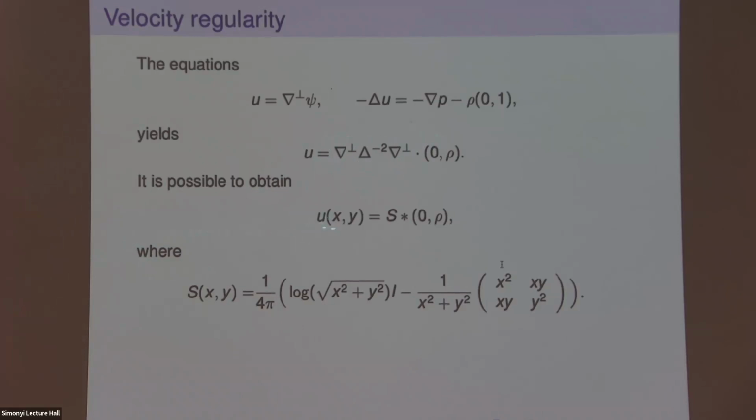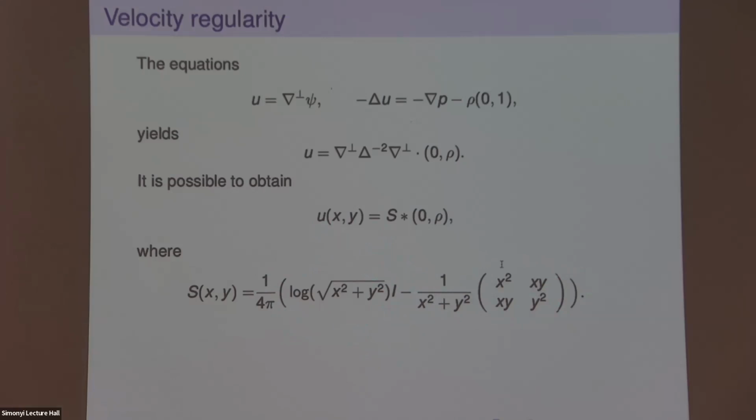Okay, you can recover the velocity using the Stokeslet. This kernel is given by this function over here. This is a matrix applied to this vector. As you see, this is the identity matrix times the logarithm, like the Newtonian kernel in 2D. And this is the other thing that I need to get an incompressible fluid.